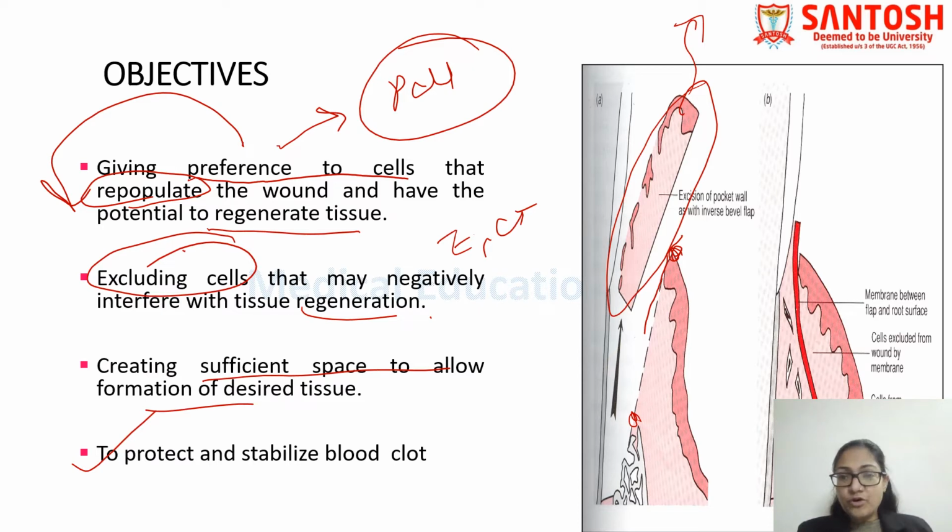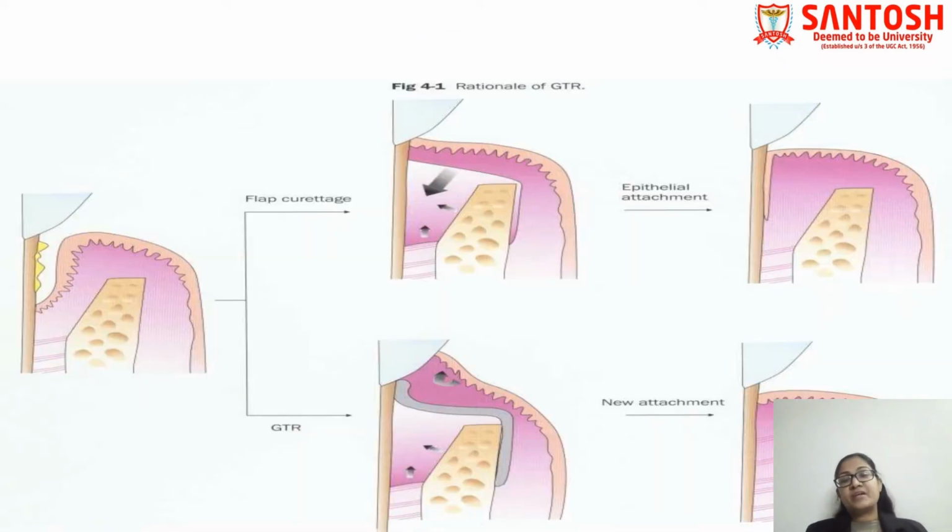Now when you form this, when you place this, this is what is your GTR membrane. We place a GTR membrane to physically block these epithelium and connective tissue cells from encroaching into this space, allowing the periodontal ligament cells to repopulate the wound area. Simple, right? So let's have a look at both the scenarios.